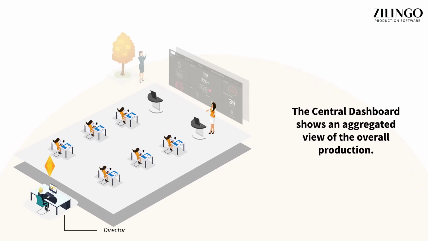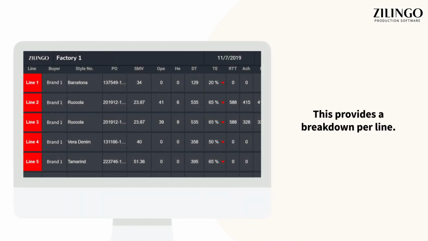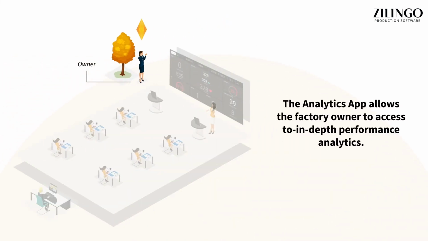The central dashboard shows an aggregated view of the overall production. This provides a breakdown per line. The Analytics app allows the factory owner to assess in-depth performance analytics.